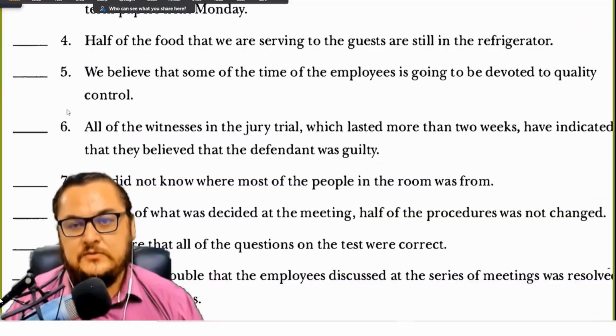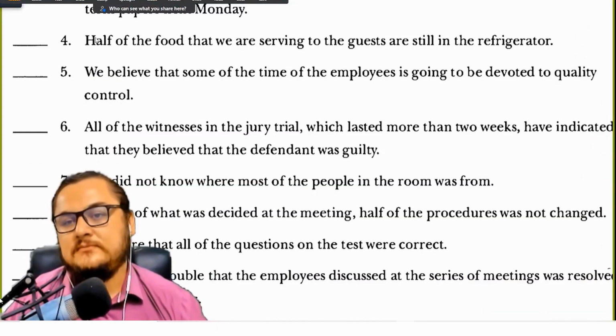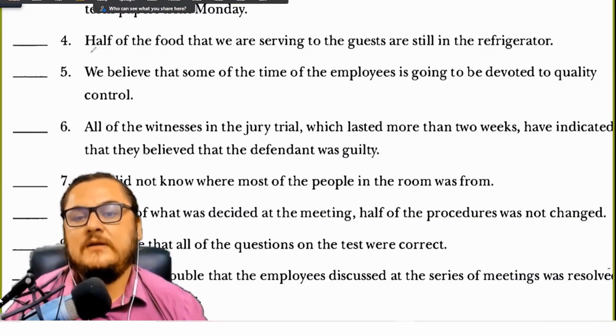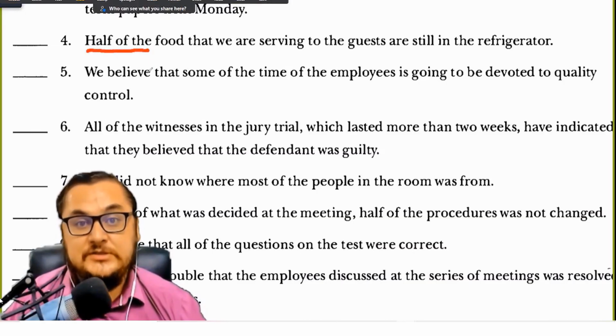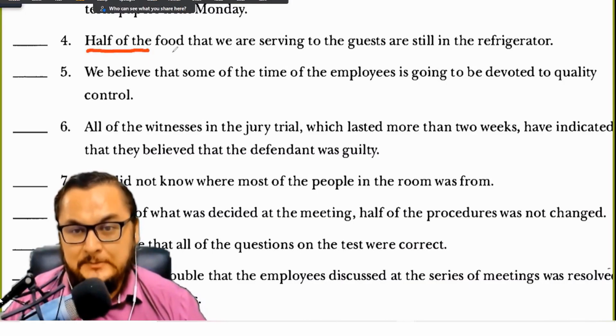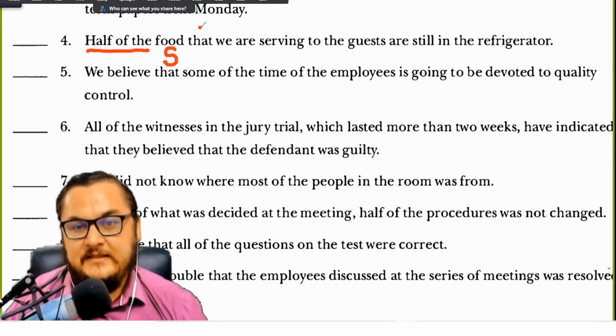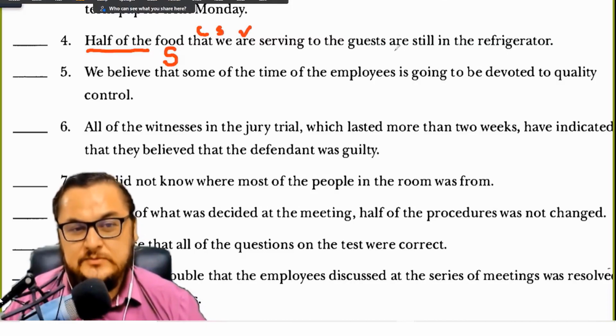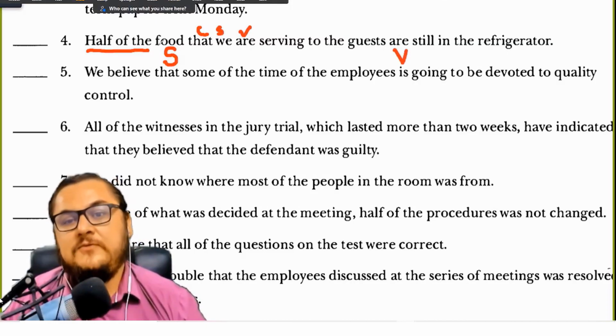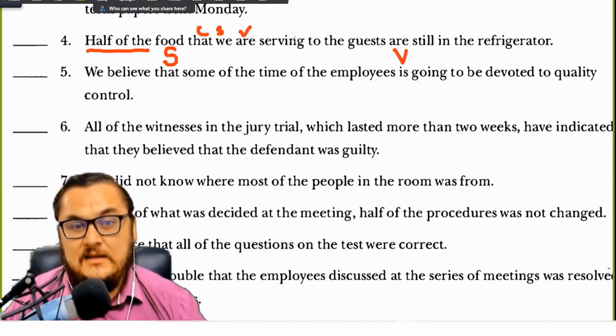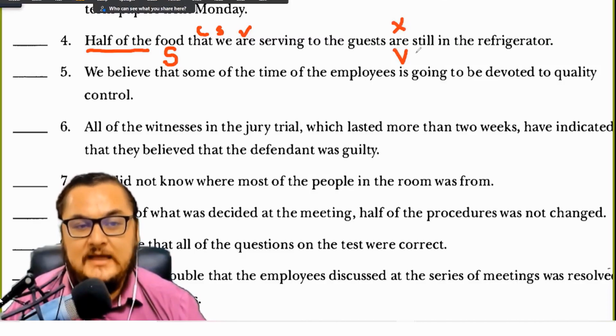We look at number 4. And what did we find? At number 4 we find half of the as an expression so that I can understand that food is the subject of the sentence. This word that is a subject-verb connector that we have seen previously. And really, the verb I'm looking for is this one. Food is singular, but the verb is plural, so it is an incorrect sentence. It should be is and not are.